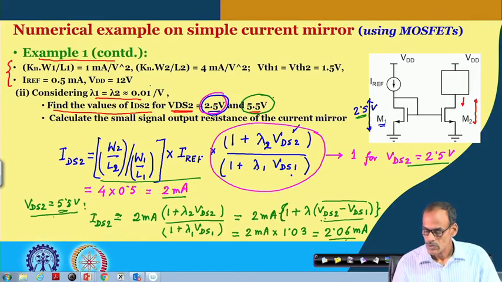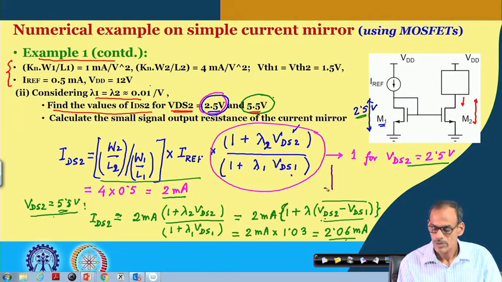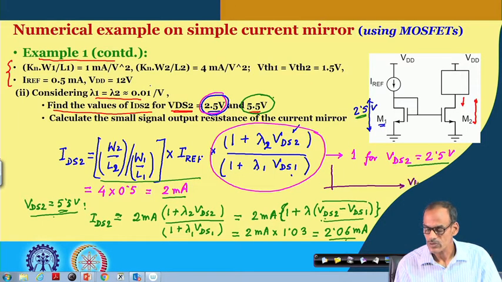So, pictorially we may say that if we vary the VDS of transistor 2, the current here has a finite slope. So, this is IDS 2, and we have one value here for 2.5 volt. The corresponding current is 2 milliampere. On the other hand, for 5.5 we have, so this current is 2.06 milliampere.